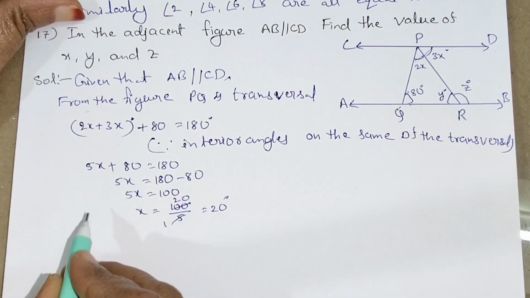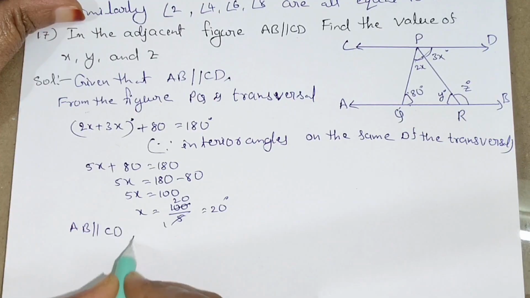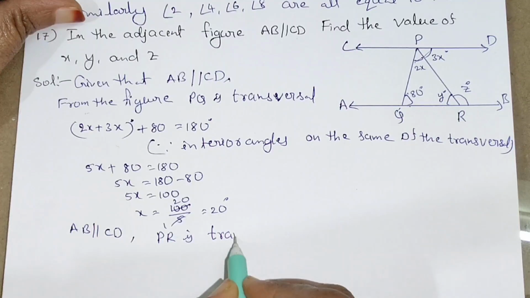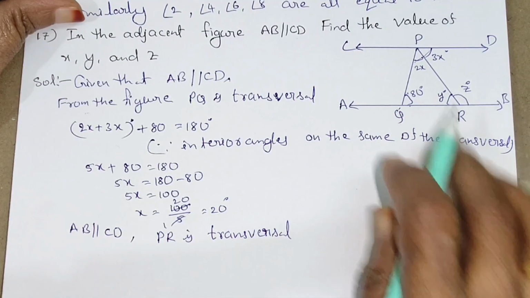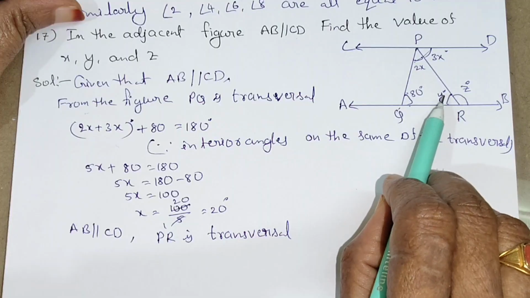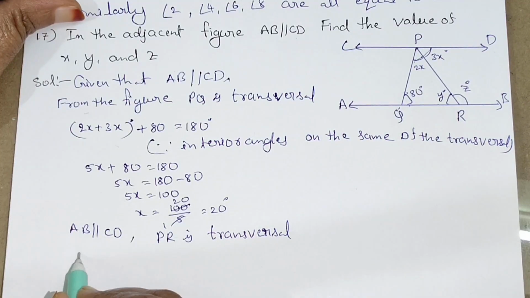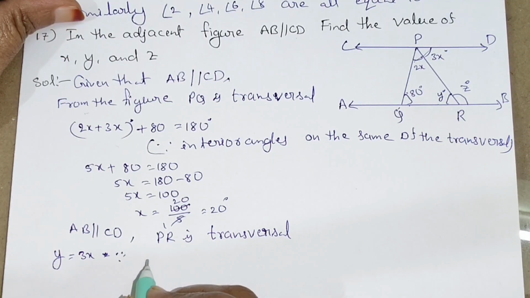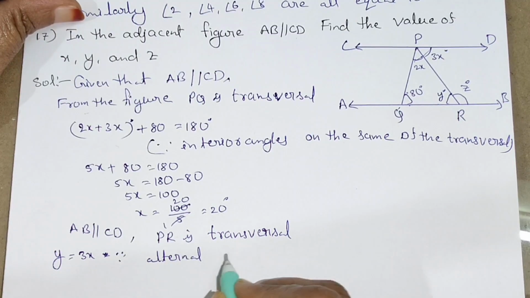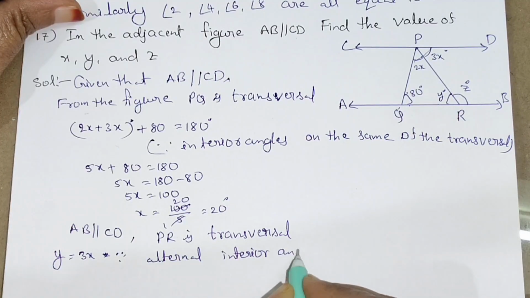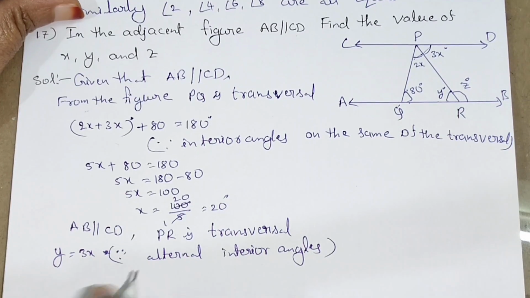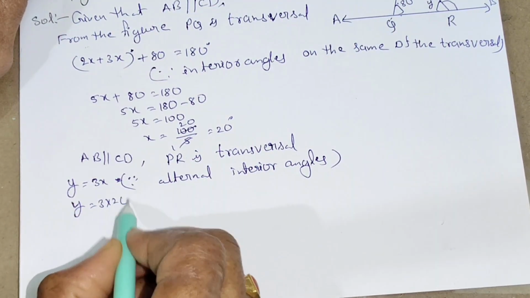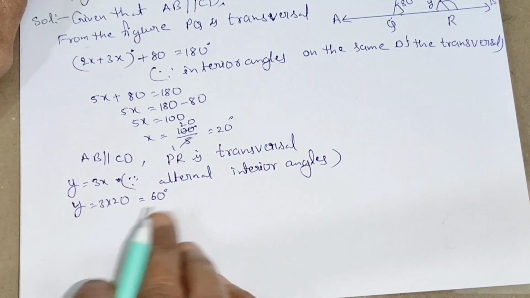So next, AB is parallel to CD and PR is a transversal, which means here 3x is equal to y. These are alternate interior angles. So y is equal to 3x. Already we know the x value. Here y is equal to 3 into 20, which is equal to 60 degrees. y is equal to 60 degrees.